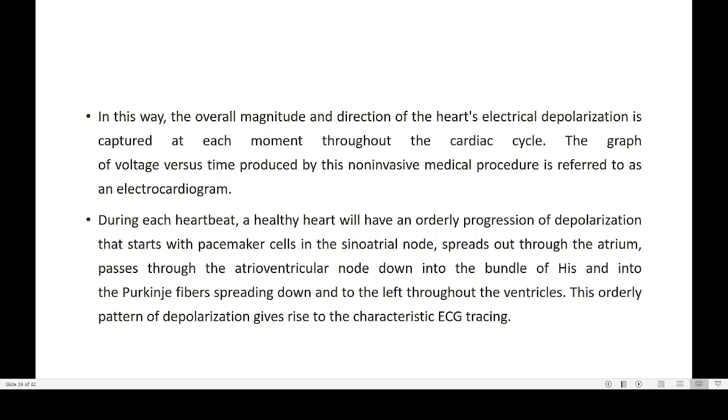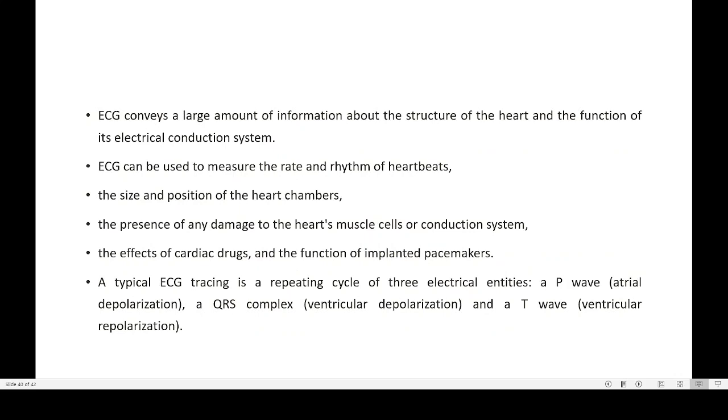Now during each heartbeat, a healthy heart will have an orderly progression of depolarization that starts with the pacemaker cells in the sinoatrial node, spreads out to the atrium. Atrium means auricle. It passes through the AV node, down to the bundle of His into the Purkinje fibers, and finally goes to the ventricle. I will show you a picture for that.